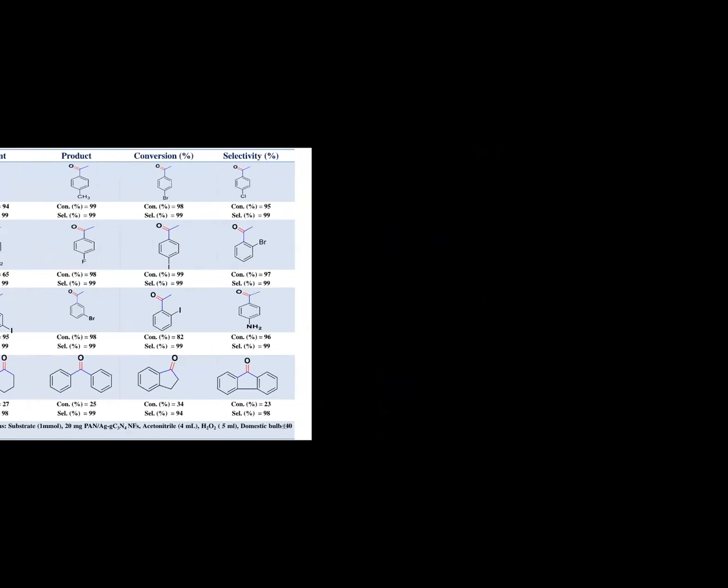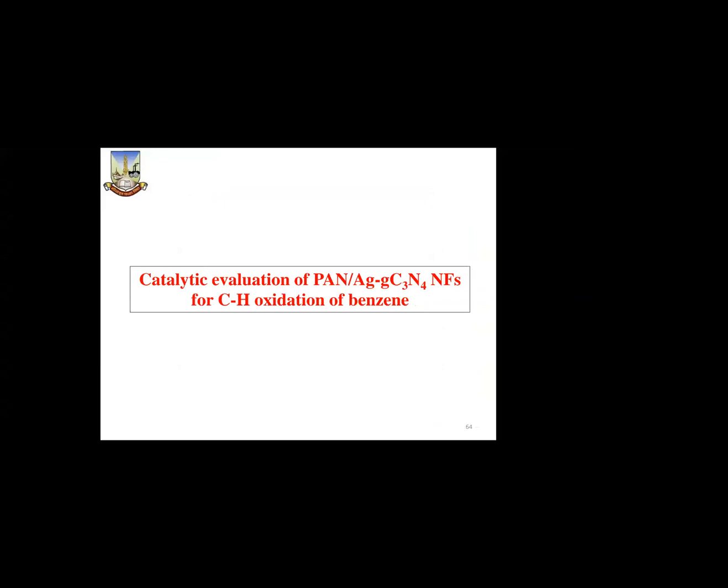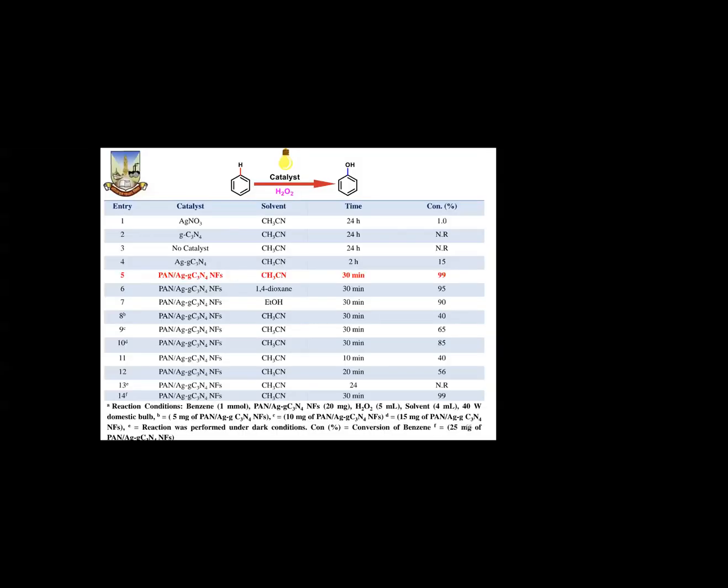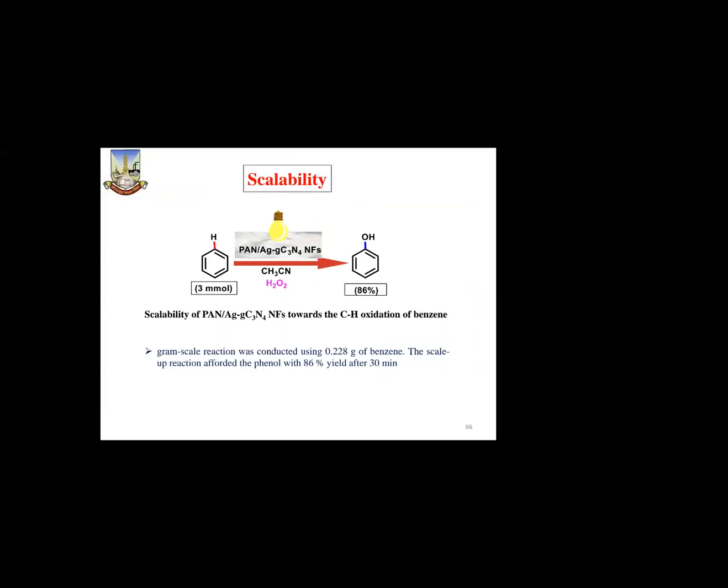Then C-H oxidation of benzene to phenol. Here 30 minutes is required, and the conversion is 99%. And this is the scalability study.